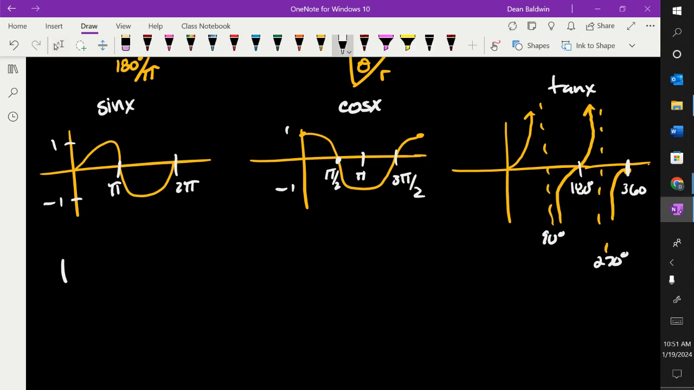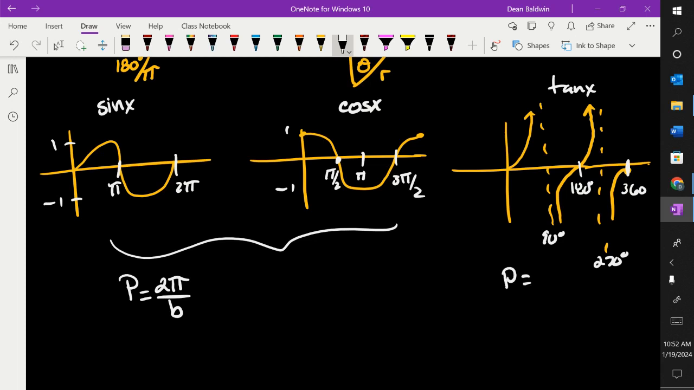Okay. How do you find the period of... I guess we have these two are the same. So, period of a sine or cosine graph is what over what? 2 pi over b. Period for a tan graph is pi over b or 180. I mean, you can do it either way, right? Okay.